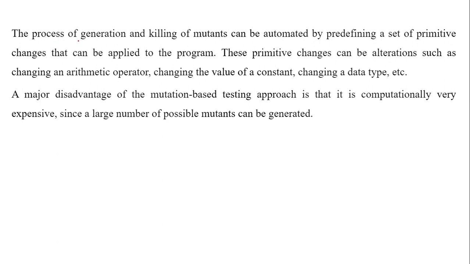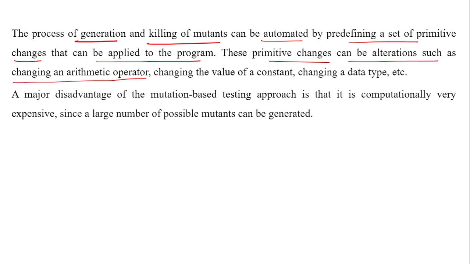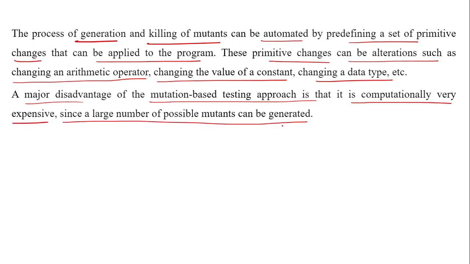The process of generation and killing of mutants can be automated by defining a set of primitive changes that can be applied to a program. These primitive changes can be alterations such as changing an arithmetic operator, changing the value of a constant, changing a data type. A major disadvantage of mutation-based testing approach is that it is computationally very expensive since a large number of possible mutants can be generated.